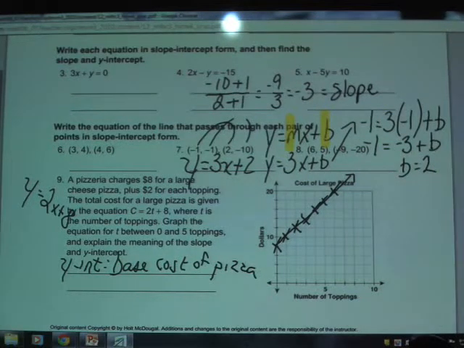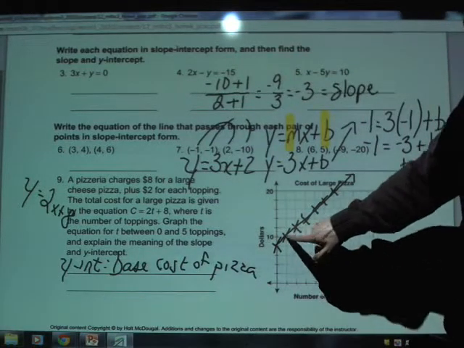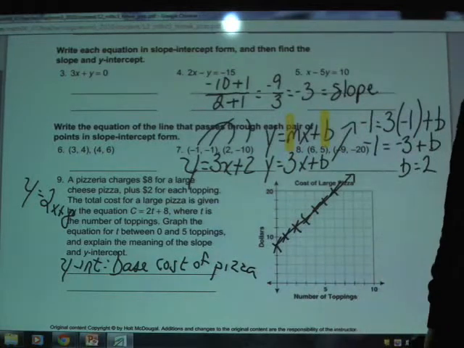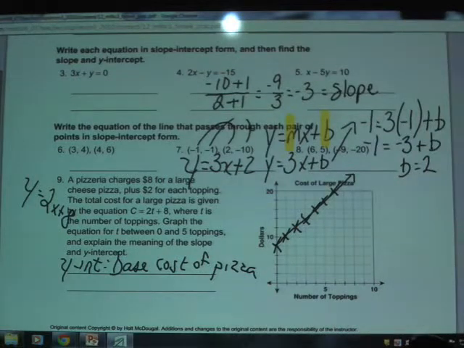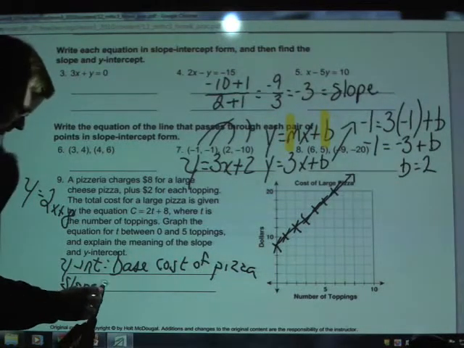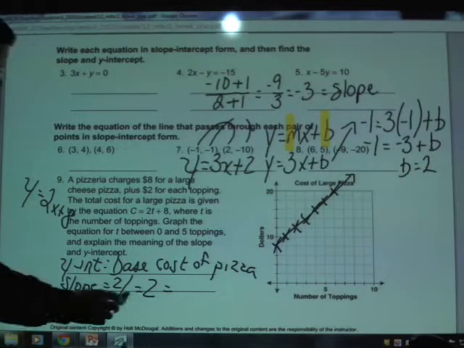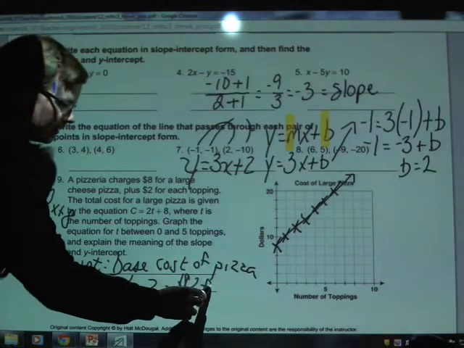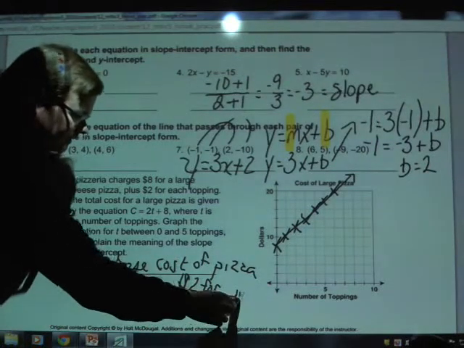Now the slope here, well, the slope, if you recall, every time I added a topping, which is on the x, I went up $2 in cost, which is on the y. Remember, slope is y over x. So every time I go up 2 here, I go over 1 this way. So the slope is 2 over 1, or 2. And that idea of 2 over 1 or 2 means I'm paying $2 for every extra topping.